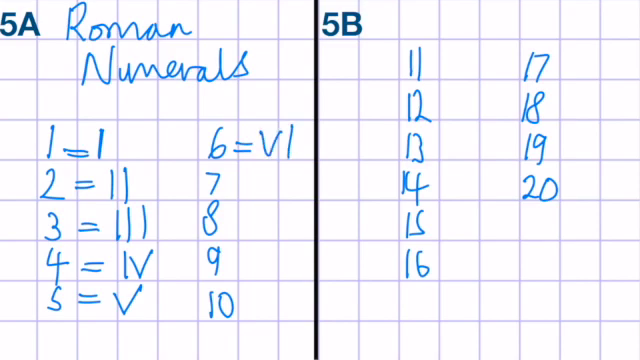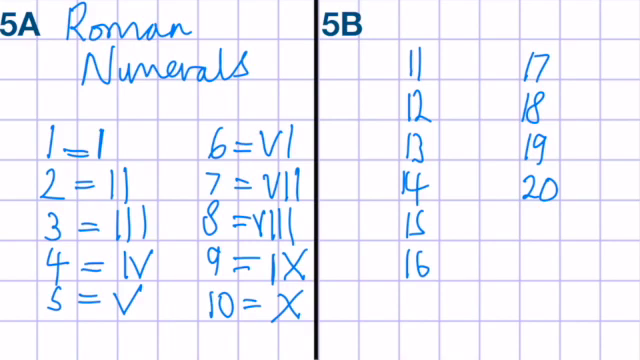6 is VI. 7 is VII. 8 is VIII. 9, let's skip 9 and let's go to 10. 10 is X. Now 9 follows the same rule as 4. We put X and then we put an I before. So when a Roman numeral comes before another, you subtract it. So 10 subtract 1 is 9.